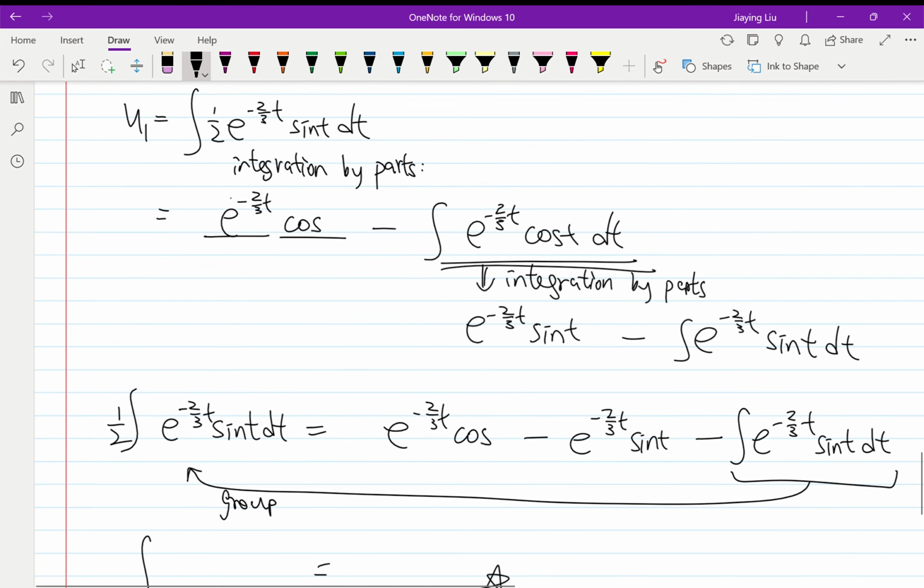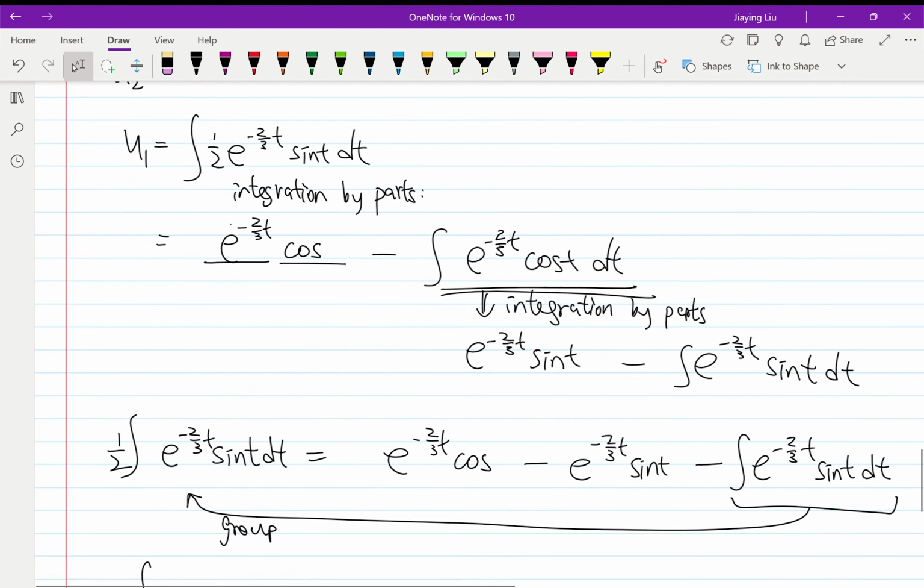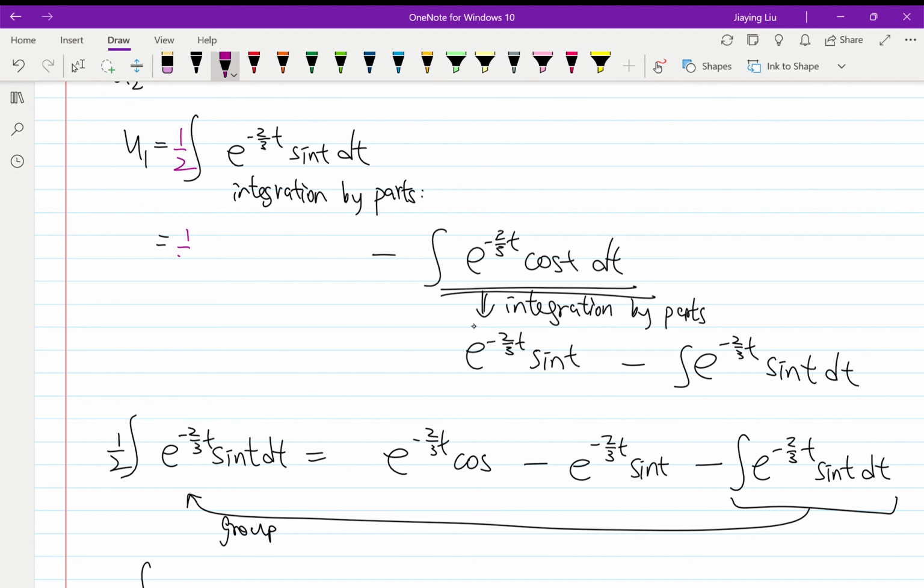Okay, maybe instead of just waving my hands, let me write down what I have. So if we use integration by parts the first time, we end up with, the half, obviously we can move outside. So we end up with 1/2 times negative e to the negative 2 over 3t cosine t minus 2 over 3 integral e to the negative 2 over 3t cosine t dt. So that's all in the bracket.